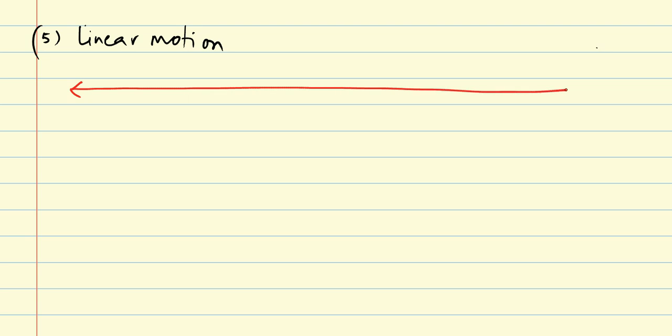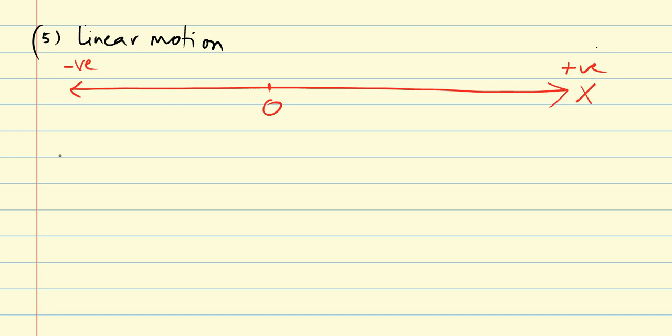In question number 5, the particle has linear motion. So we can, for example, assume that the particle is traveling along the x-axis. So that's the x-axis. This is the positive end of the x-axis. This is the negative end, and maybe the origin is over here.